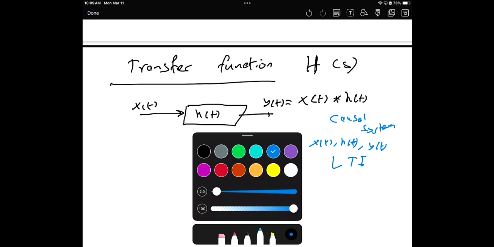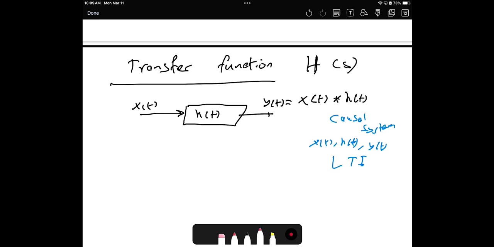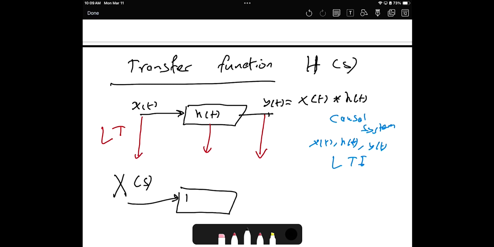Now the good thing about using Laplace transformation is that we transform every part. x of t will be X of s. Keep in mind x of t was lowercase, now it will be X of s with uppercase X. Now h of t will be H of s. All of them are in the frequency domain. Then y of t will be Y of s, uppercase. Okay?